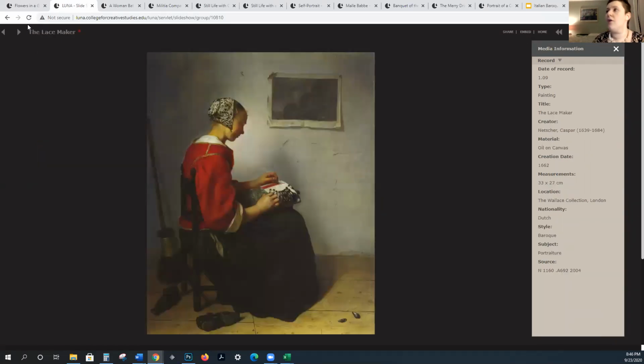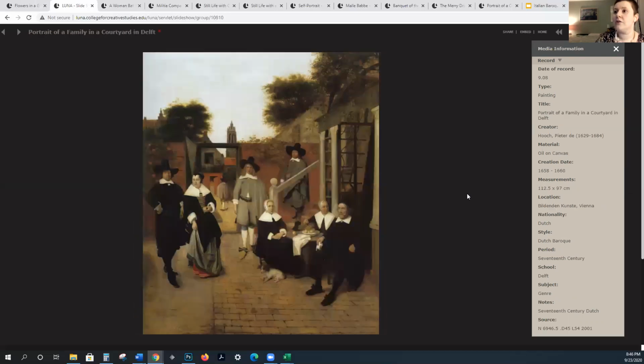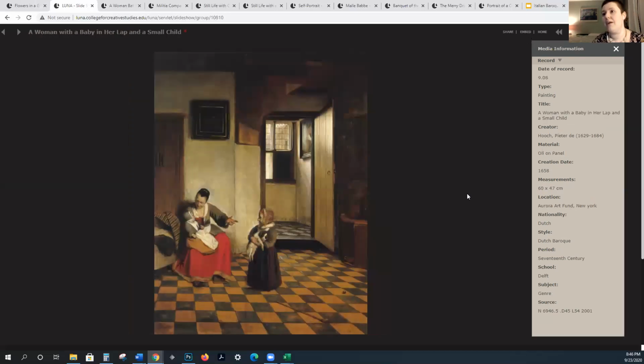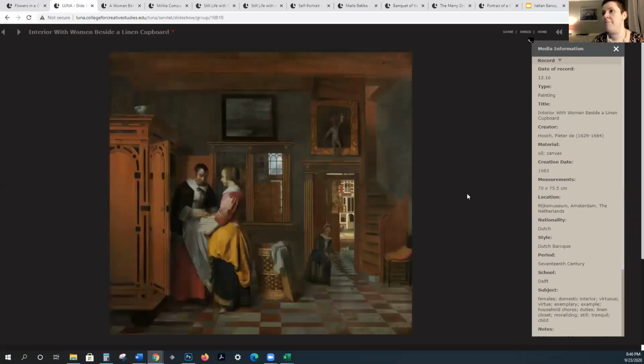So moving on, oh, I guess this is a better lace maker. You can see that she has a lot of bobbins here. And so we're going to be seeing a lot of domestic interiors, okay? Moving quickly because I know I've taken a lot of time. But these images show a somber interior with a woman who is acting as a good mother, okay?